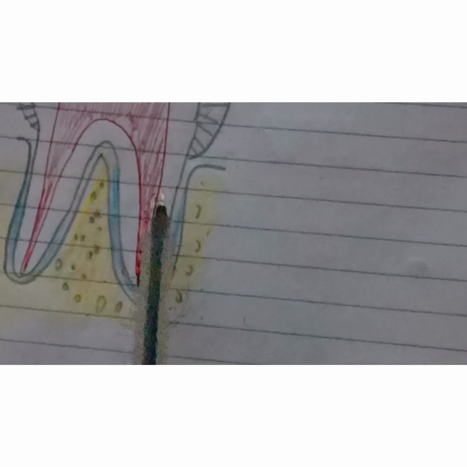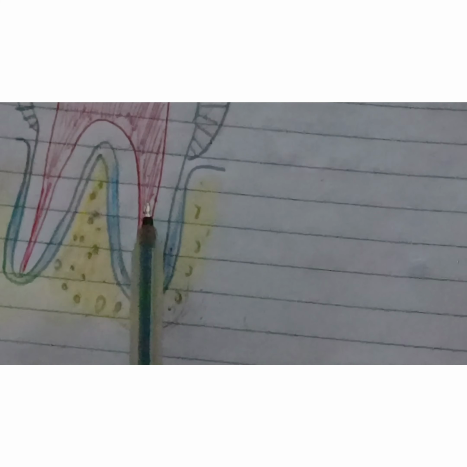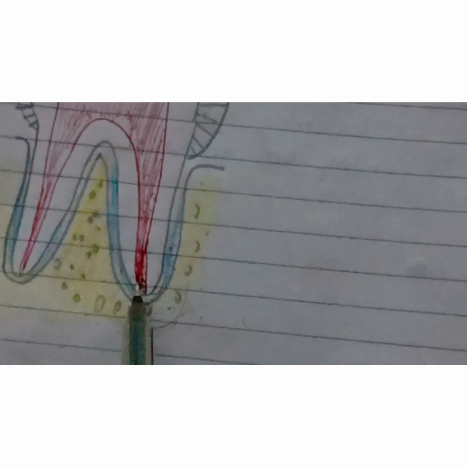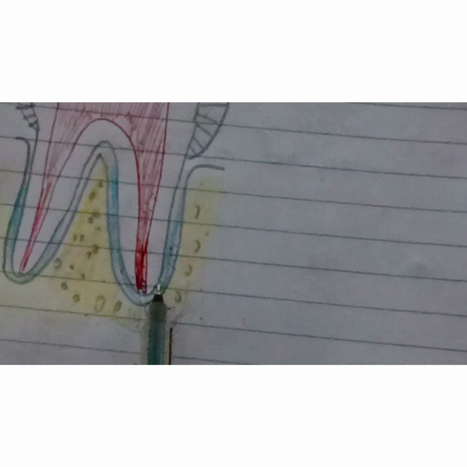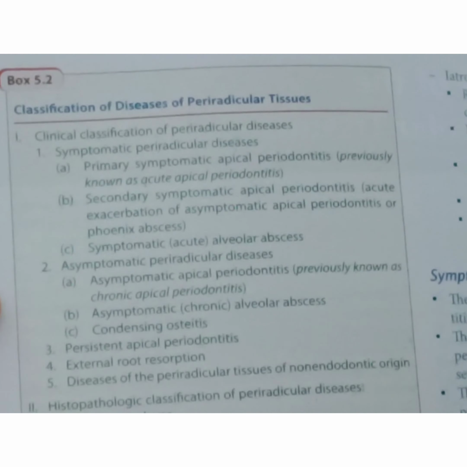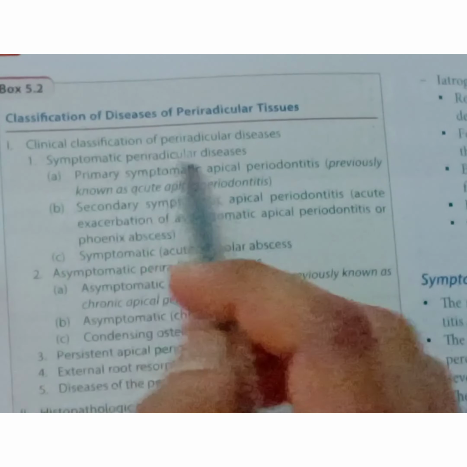So the toxic products, that is the microorganisms or the end products of the necrosis of the pulp, leaving the apical foramen and invading this space lead to the formation of the periradicular diseases. Before going on to the details of each of the periradicular diseases, let's go through the classification.